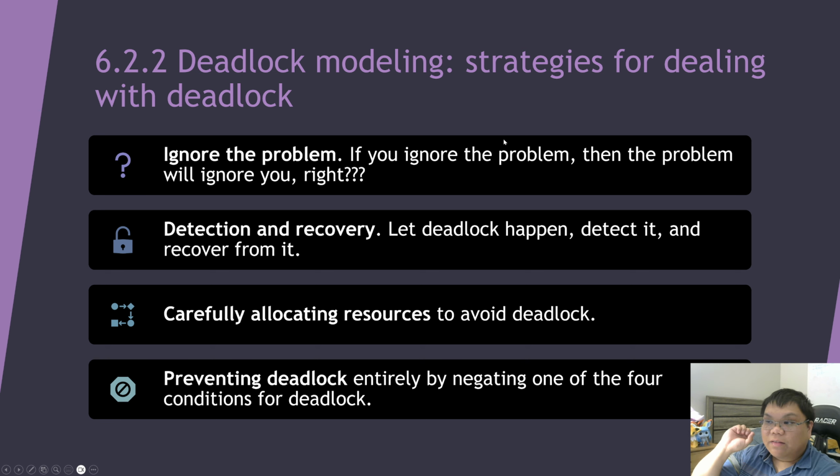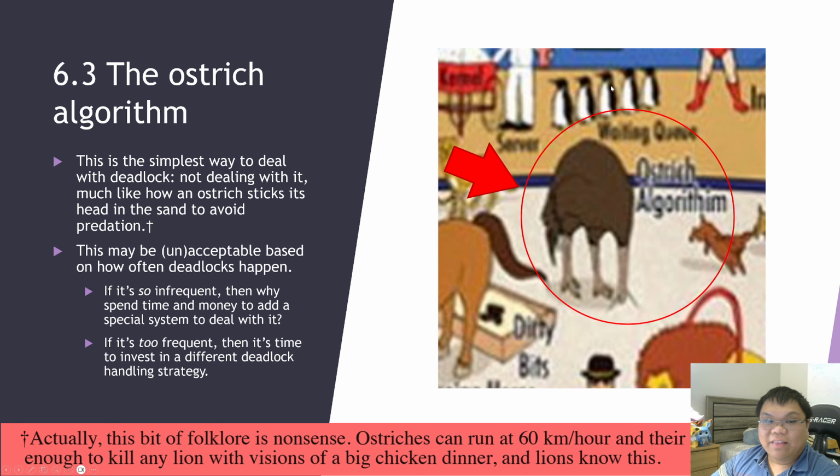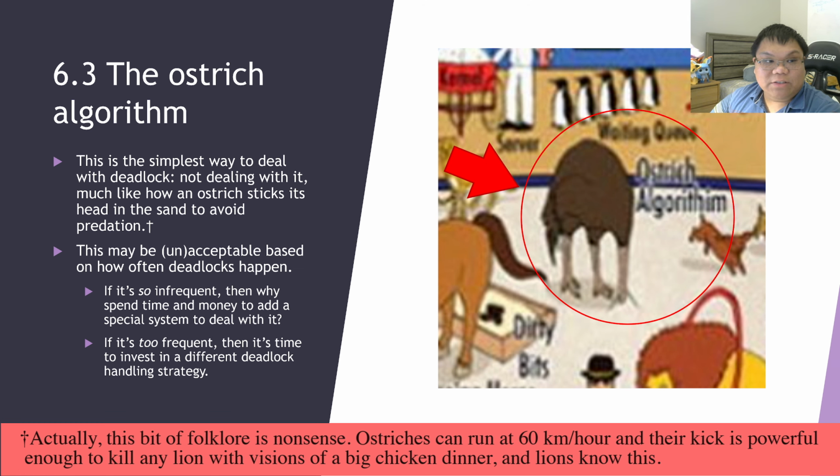So as I said, there are 4 ways to deal with deadlock, and the first one starts with not dealing with it. This is called the ostrich algorithm, and it's the simplest way to deal with deadlock. Ignore the problem and hope it doesn't bother you. Like how an ostrich sticks its head in the dirt to avoid predation, which is of course absolute nonsense. An ostrich's kick is strong enough to shatter bone, and lions know better than to provoke an ostrich.